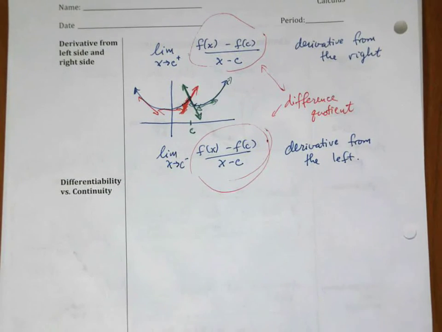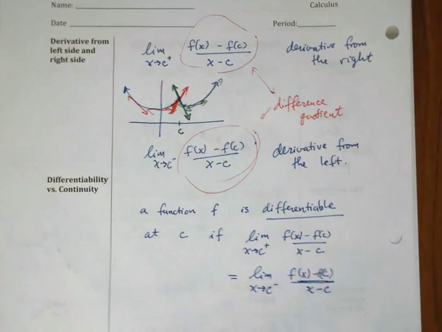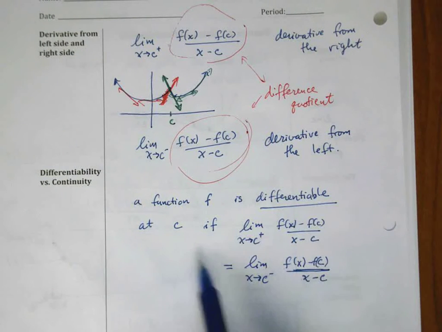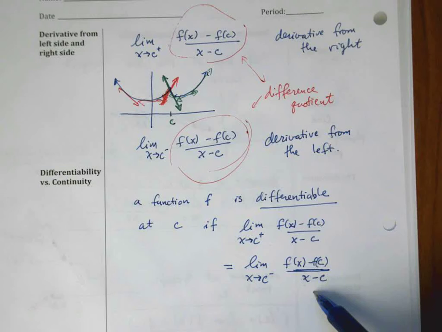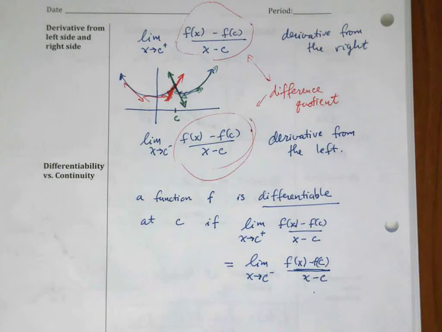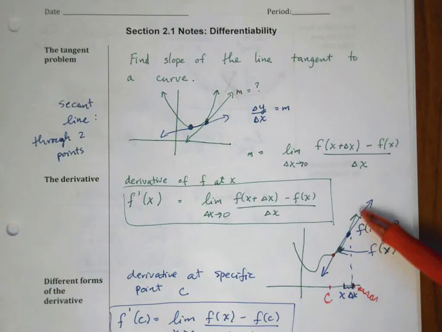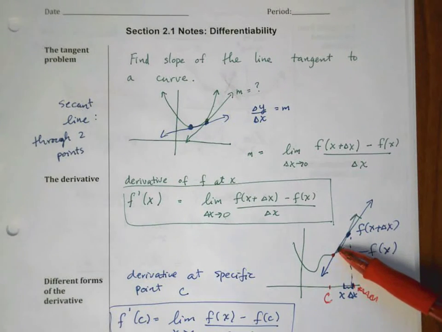The important definition we have is that a function f is differentiable at C if the right-hand derivative is equal to the left-hand derivative at the point C. In this example from the previous page, we can see that whether we approach from the right or from the left, you're going to have the same tangent line and the same slope for the tangent line. So this function is differentiable at this point.